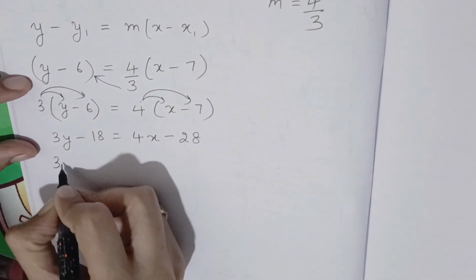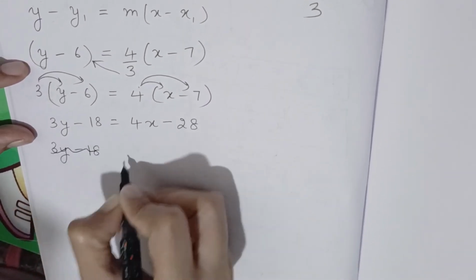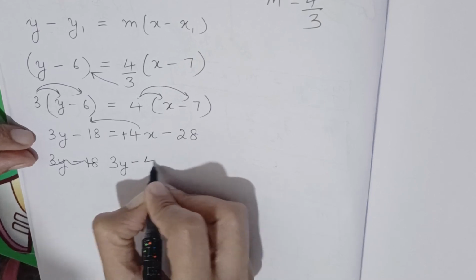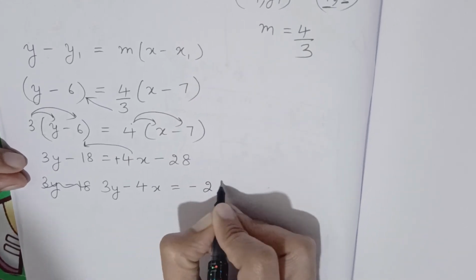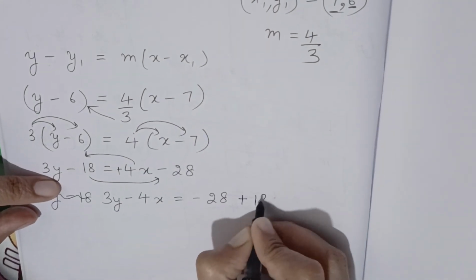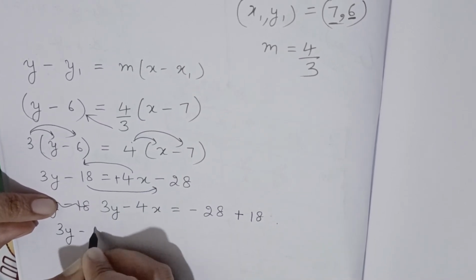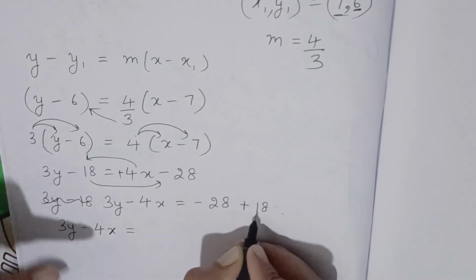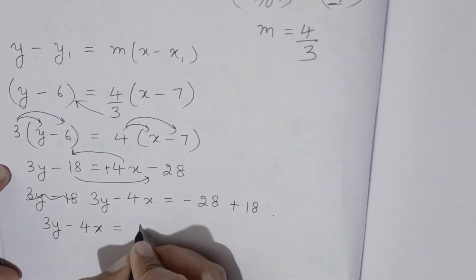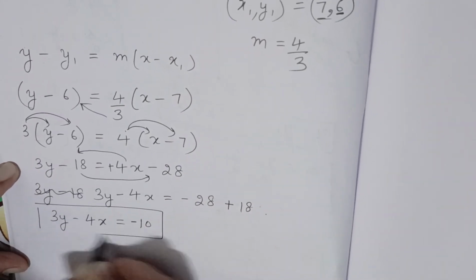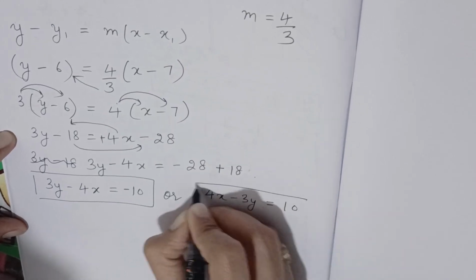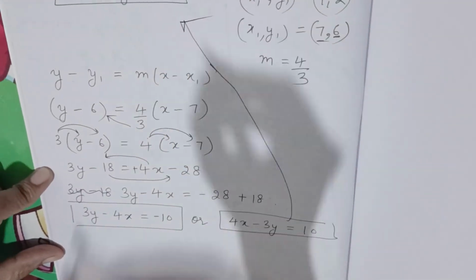Now let's write the variables on the same side. 3y, and this 4x I am shifting to this side, so it becomes minus 4x. Minus 28 is already on this side. And minus 18, when I shift it, will become plus 18. So my equation is 3y minus 4x is equal to minus 28 plus 18, and the sign which is with the greater number, we have to write with the answer. So 28 minus 18 is 10, but minus 10. So this is the required equation, or we can write it this way also: 4x minus 3y is equal to 10, and you can see this equation is exactly the same as the earlier one.